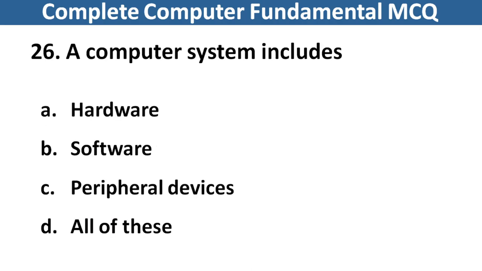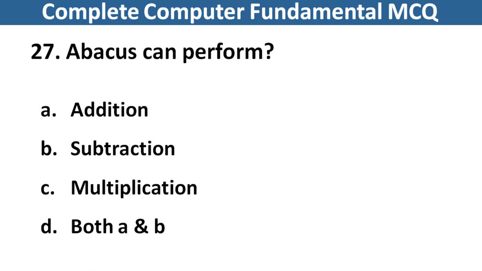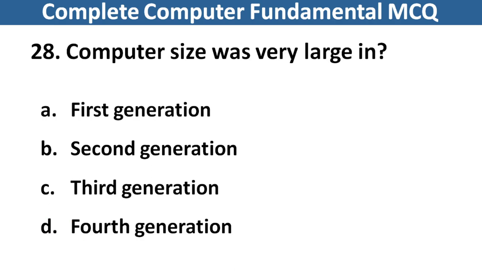Next question. A computer systems includes. Right answer is options D, all of these. Next question. Abacus can perform. Right answer is options D, both A and B. Next question. Computer size was very large in. Right answer is options A, first generation.